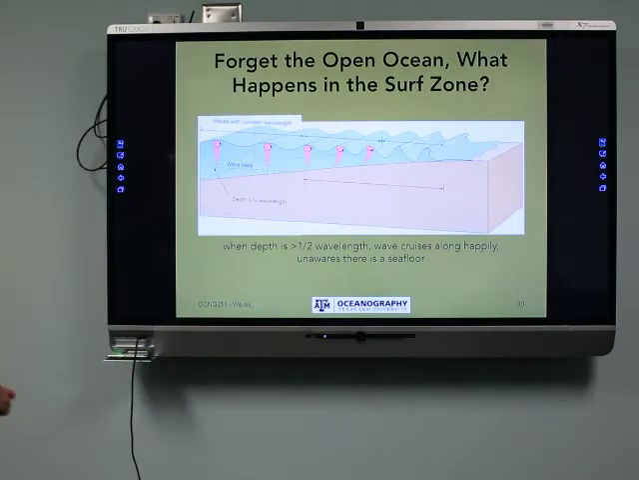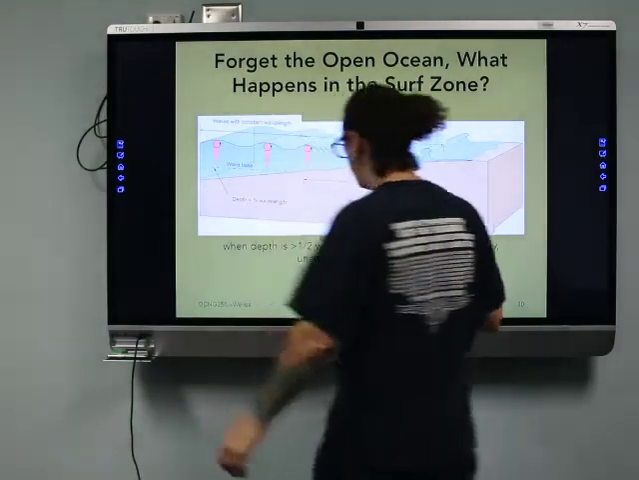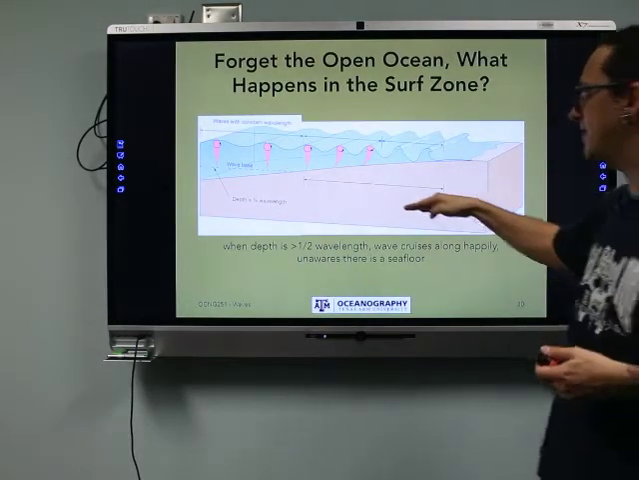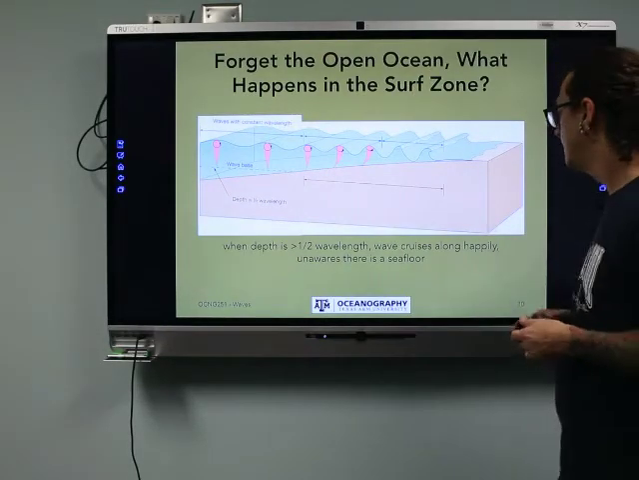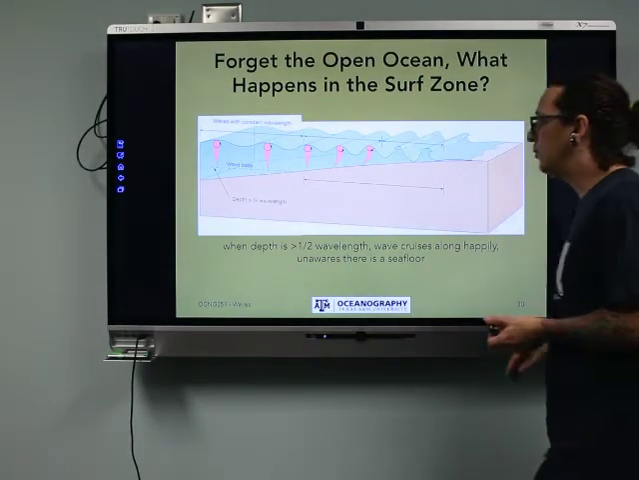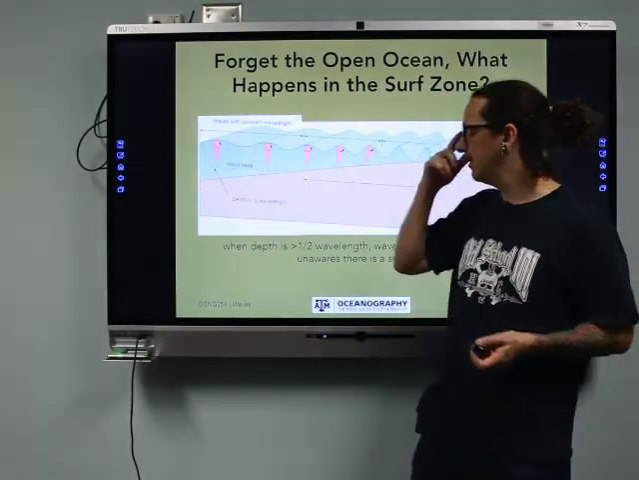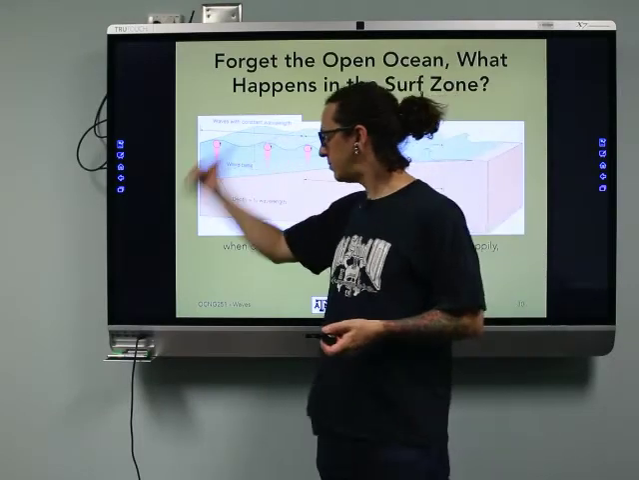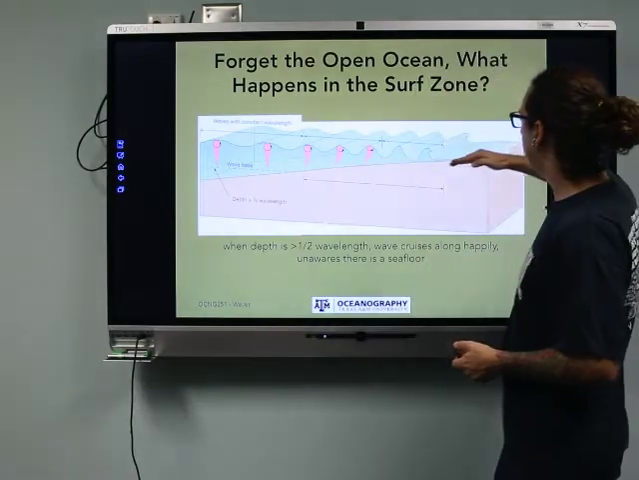Okay, so you have your wave, right? And it's coming along. We talked about when the depth of the seafloor, the water column, is greater than half of the wavelength, the wave cruises along happily, unaware that there is a seafloor, right? So these are basically these open ocean waves. We have our orbital motion of particles, and they're moving towards the shore. This is showing you the seafloor.